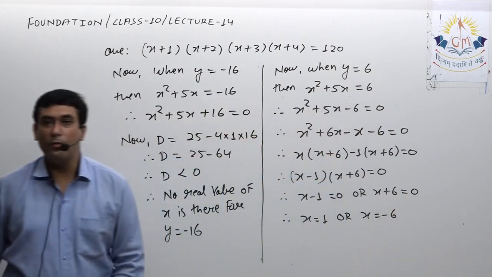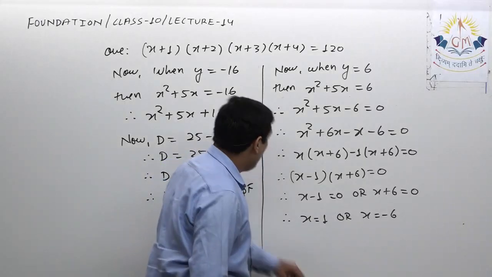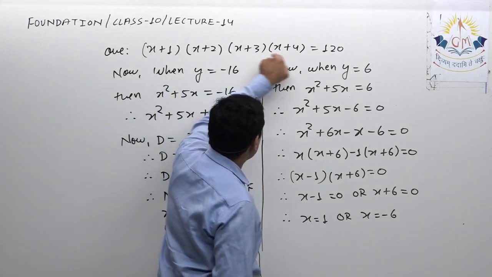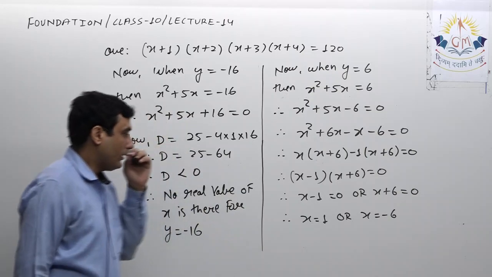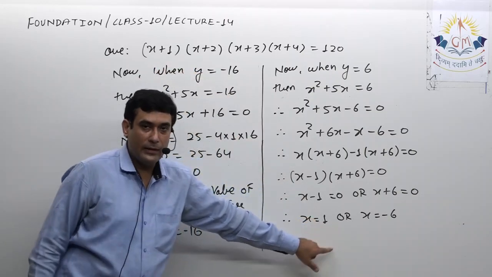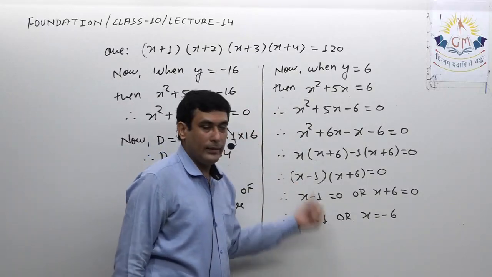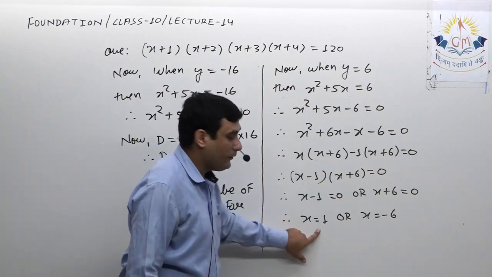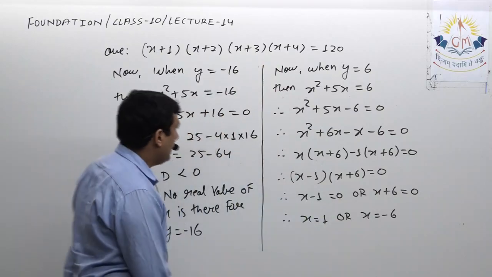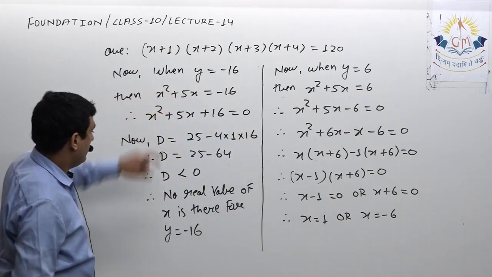Now, there are two values of x we got. Now, we have to check whether for these two values the original equation is being satisfied or not. If for both values the original equation is being satisfied, then only we will say these two are the solutions of the given equation. It is quite possible that the equation is satisfied for only one or for not any value. So let us check it.